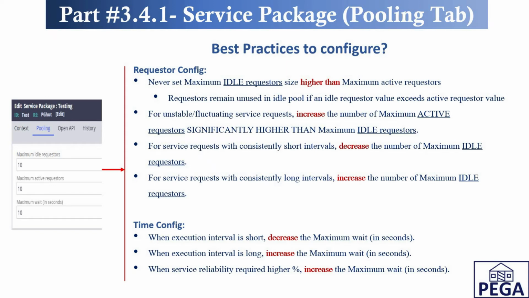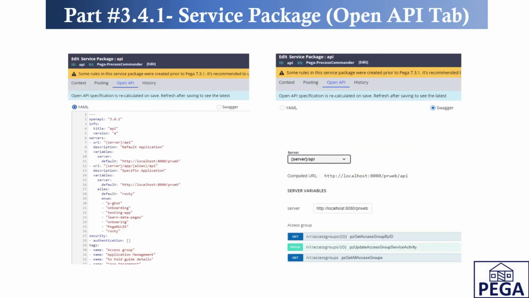Now I hope this clears your concept about polling, and we will go to the next, which is our Open API tab. This Open API tab, I am working in 7.4 at the moment, to be honest, and I know for a fact that Pega 7.4 doesn't have this Open API tab.